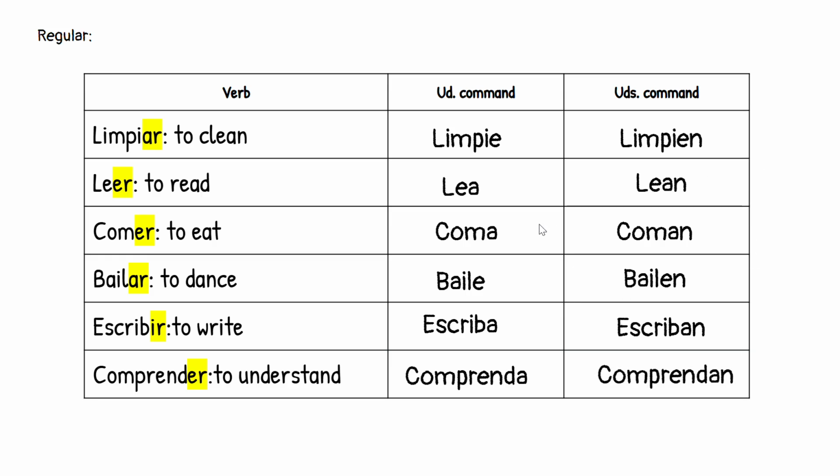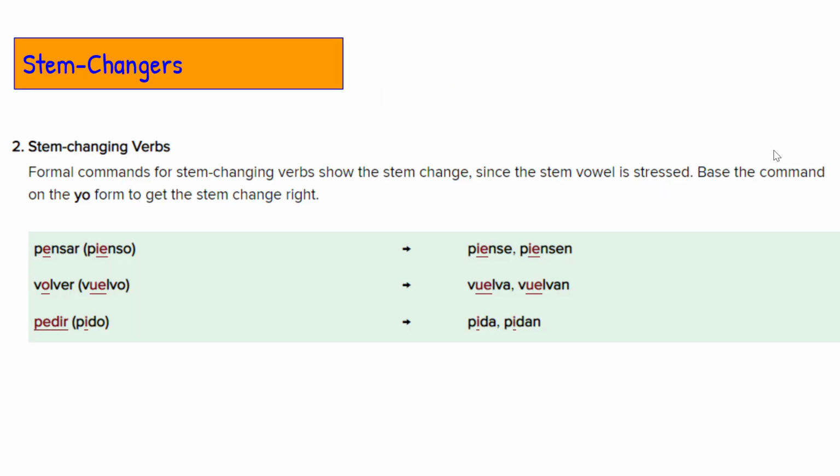In the regular usted form, this would have ended in an A, this would have ended in an E, this would have been an E. In the command, switch the vowels. Do the same thing in the ustedes, just add the N for the plural.